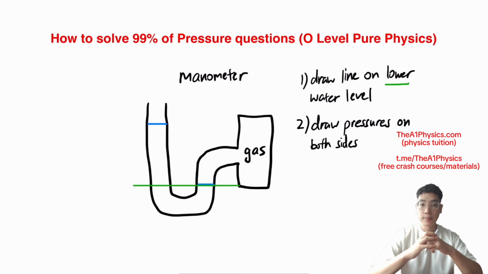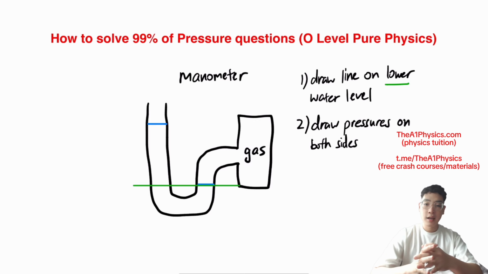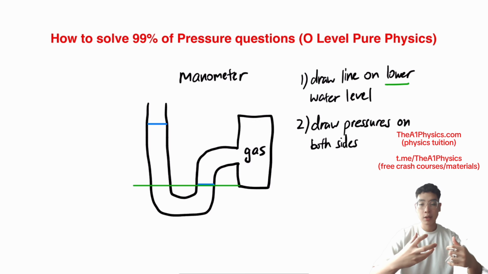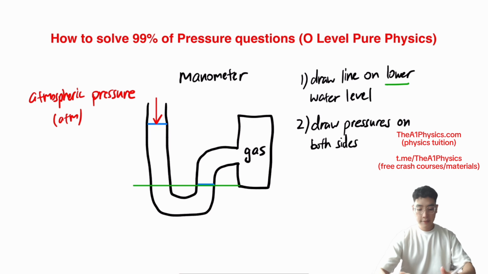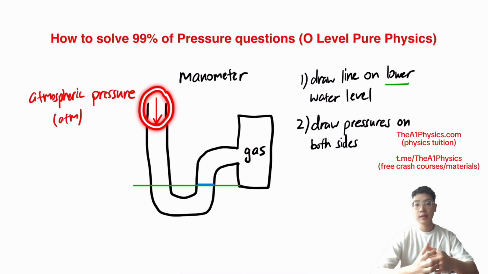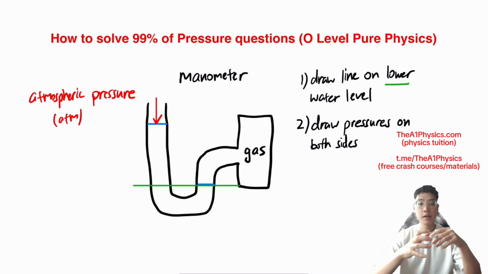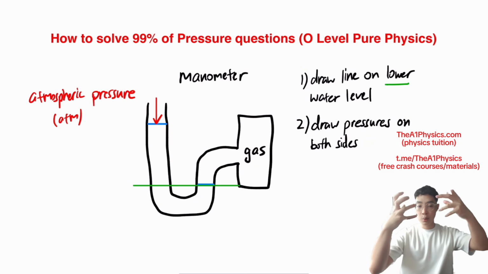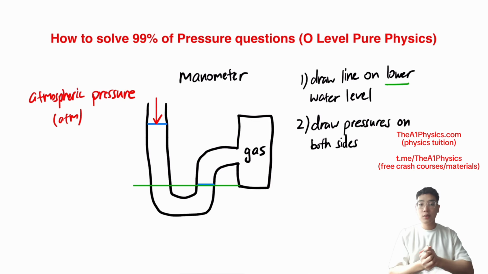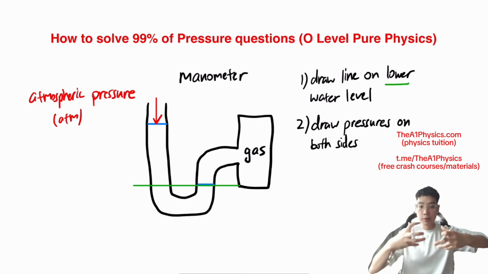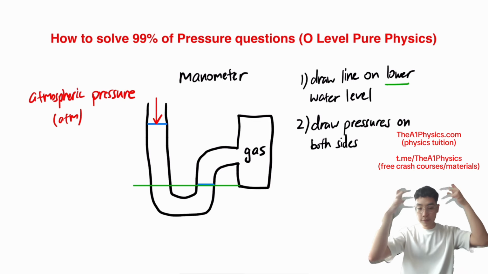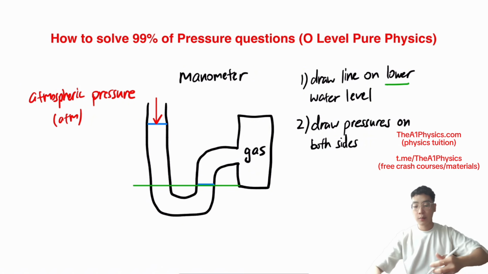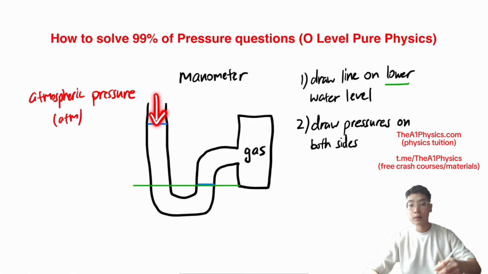Step 2 is to draw the pressures on both sides of the line, and now I'm going to go into a bit more detail on the concepts over here. Now on the left side, we have atmospheric pressure, and essentially what is atmospheric pressure is you can just think about it as the Earth pulling down the atmosphere, right? So atmospheric pressure is the Earth pulling down the atmosphere, and that's why atmospheric pressure is acting downwards. The Earth is trying to pull down the air over here.